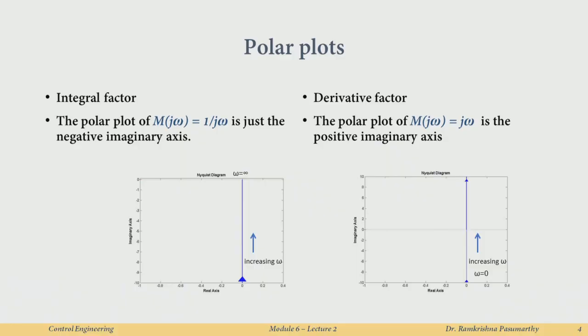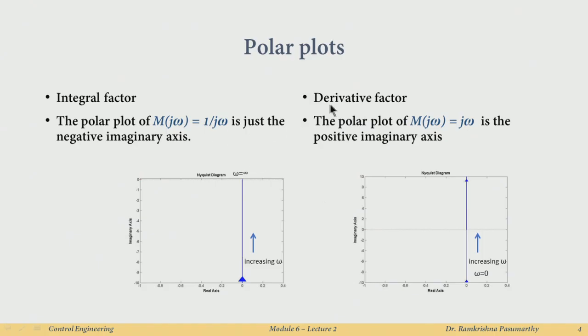Okay, so starting with some very basic transfer functions. An integral factor, which has a transfer function 1 over s. For the polar plot, I just write down the sinusoidal transfer function, which is 1 over j omega. It is just the negative imaginary axis. Okay, why is this true? When I say omega equal to 0, I have a magnitude which is at infinity. And as omega tends to infinity, my magnitude goes to 0. And since it's just 1 over j omega, my angle is always minus 90 degrees, right. I am always on the imaginary axis.